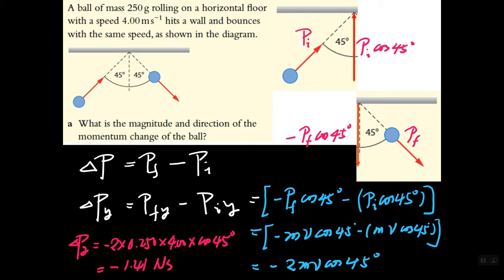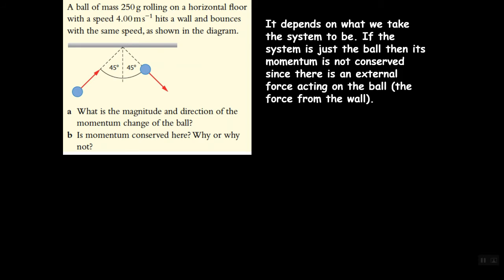We chose upward as the positive direction, and we get a change in momentum that is minus. That indicates the magnitude of the change in momentum is 1.41 newton second, but the direction is downward as we have a minus sign. Is momentum conserved here? Why or why not? It depends on what we take the system to be. If the system is just the ball, then its momentum is not conserved, since there is an external force acting on the ball from the wall.